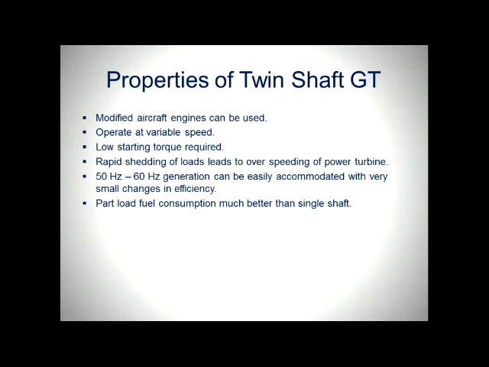If you bring on a load too quick or drop the load off too quick, you can get overspeeding of the power turbine, or the power turbine can't accelerate fast enough, so you'll get a reversal of flow. You get a big bang, and that's called a compressor surge, and everybody's running away if they've not been expecting it, because they'll get a bit of a fright.